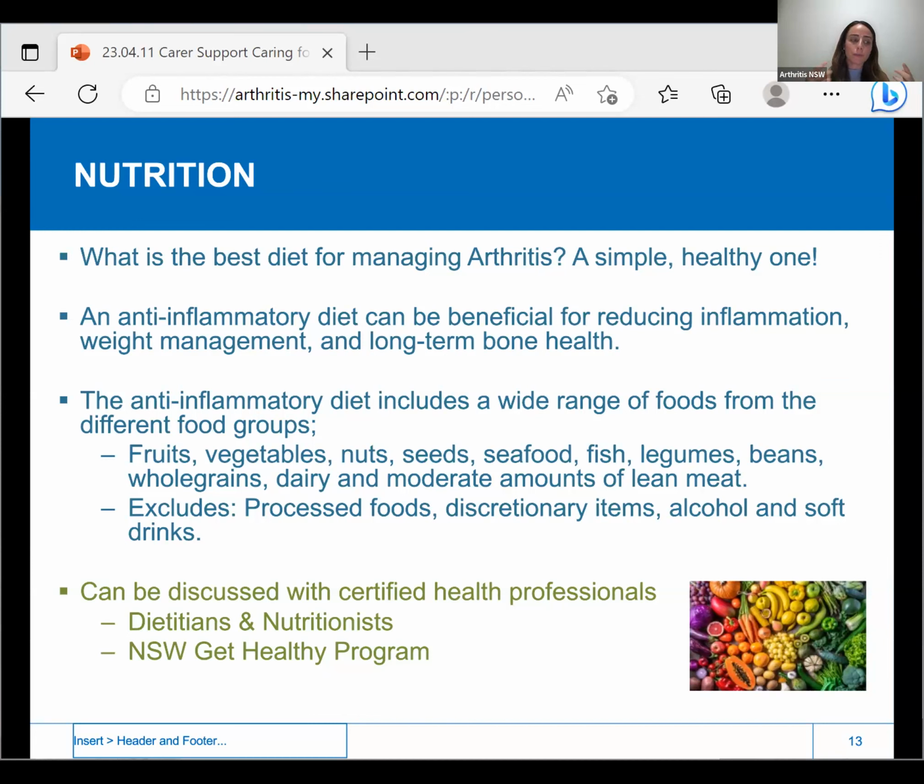There is an online program that's available. It's being developed by the New South Wales government. It is called the Get Healthy program, and you can see a lot more information about it on the website. And basically you can receive a free consultation. You can have a discussion with someone about your specific needs. I would definitely encourage you to check out that website if you are interested in changing up your diet.